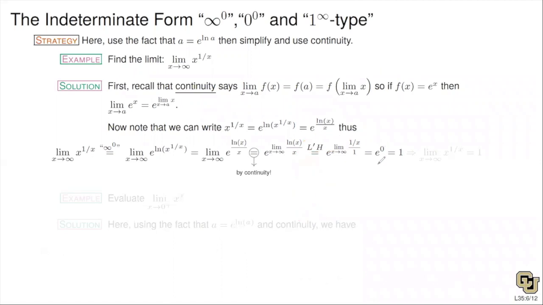Now we take the limit as x goes to infinity. Here, 1 over x goes to 0. So that's in the exponent, right? The limit here in the exponent is going to 0. So my final answer here is e to the 0, or 1. And so there's my final answer.